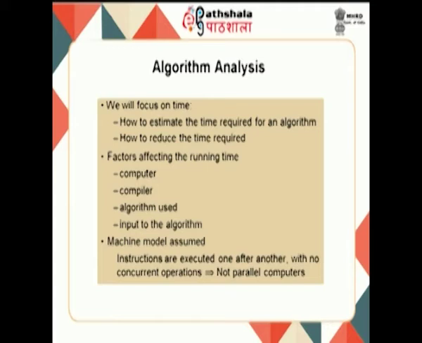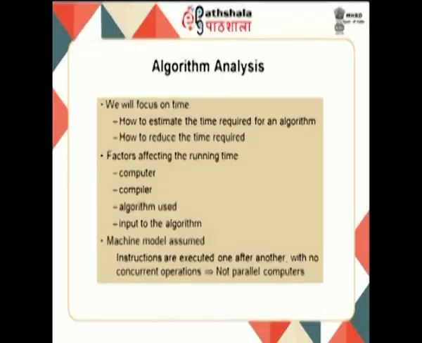Normally when we do algorithm analysis theoretically, we do not consider the computer, we do not consider the compiler, we consider the algorithm used and the input that is taken by the algorithm. And we assume a machine model, we do not actually take a machine and do anything. We assume that instructions are executed one after the other and we do not assume that any concurrent operations are occurring. This is an assumption we make which is called the machine model assumption. We assume that the instructions are executed one by one sequentially, no parallel operations are assumed, because if you do that the time required will change.